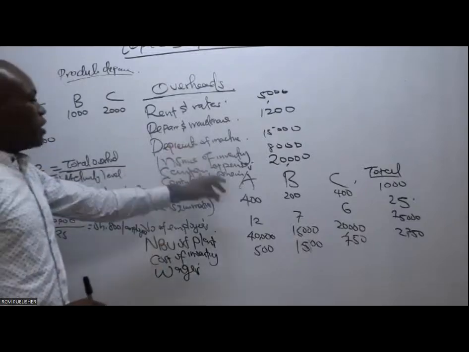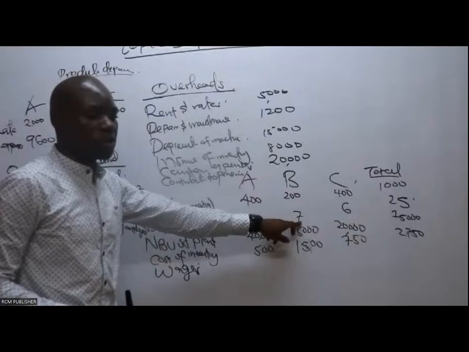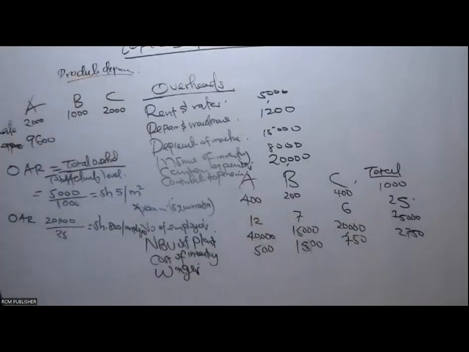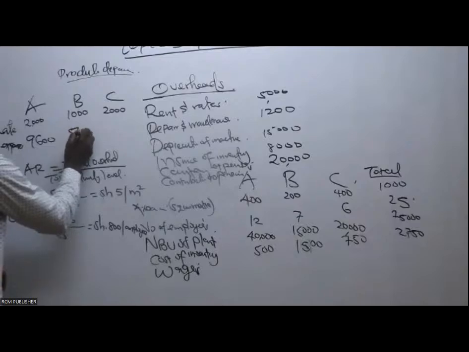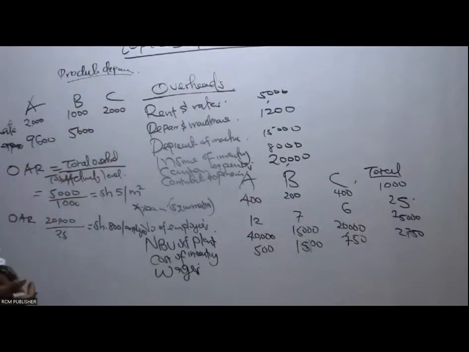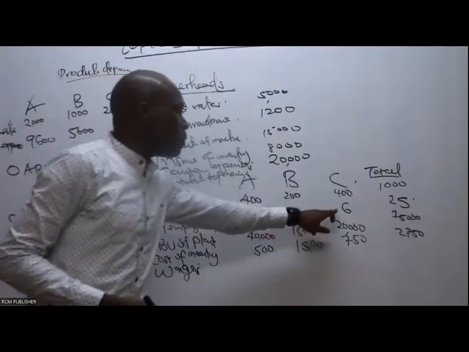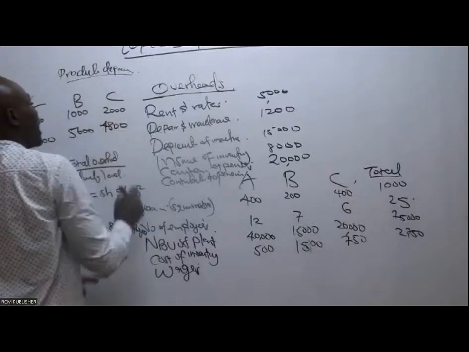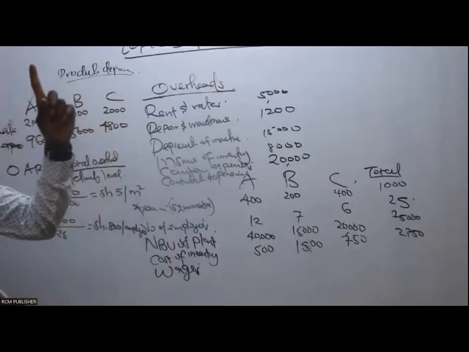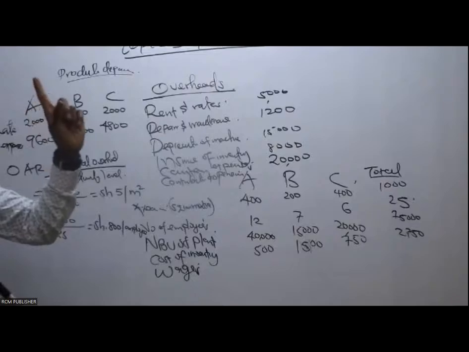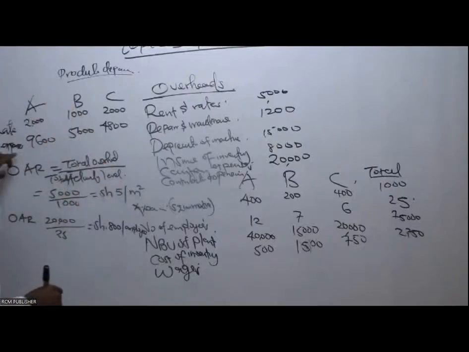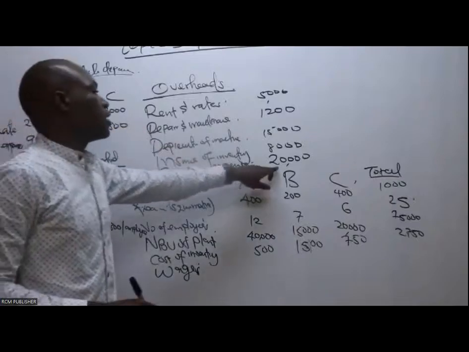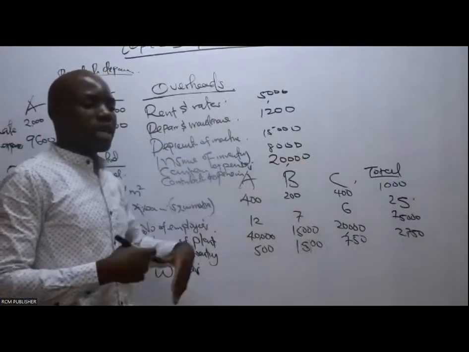Then Department B, I come here and get that there are 7 employees. So I take 7 multiplied by the rate, that is by 800, should give me 5,600. Then I go to C. I have 6 employees, 4,800. If I add all that, I will be able to get the total which I'm distributing, these 20,000. That is what I need to do.